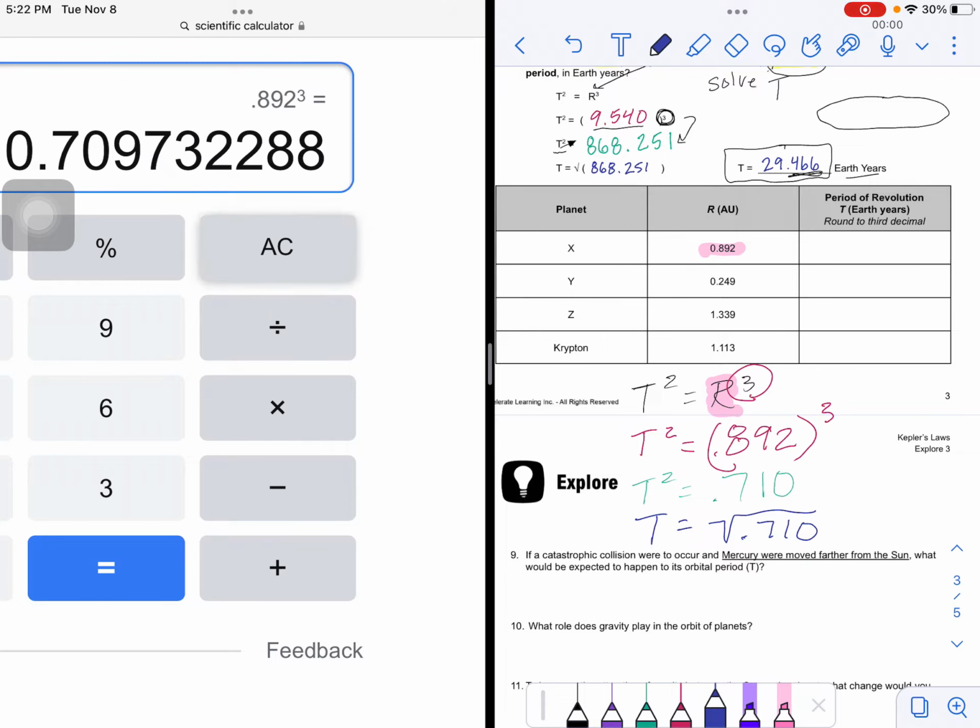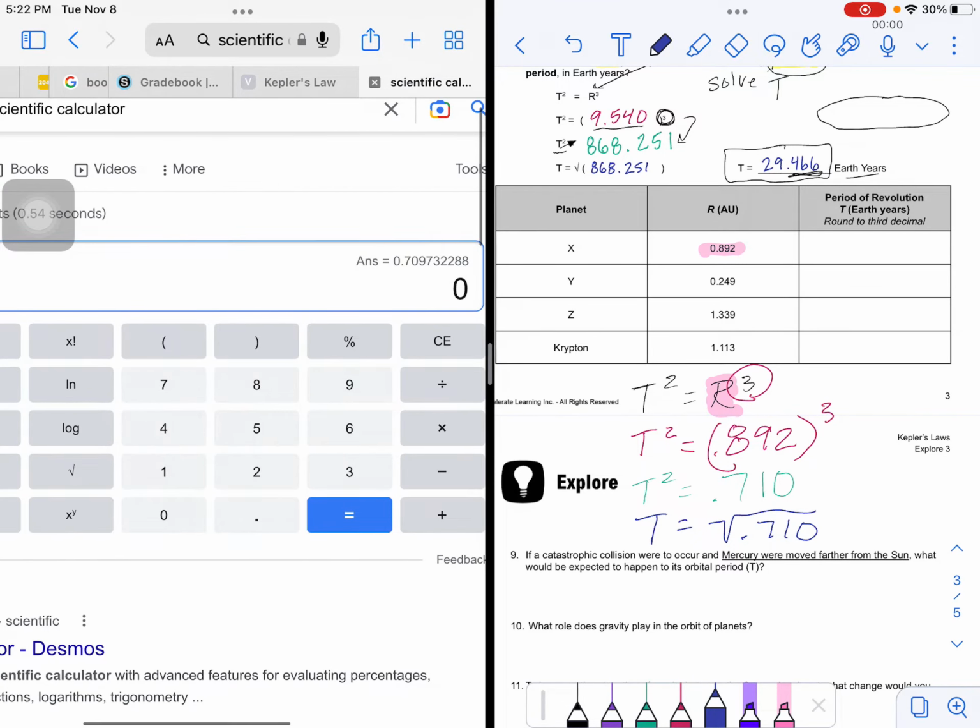And my answer there, again, turning to my calculator, square root 0.710. 3 decimals, looking for an answer of 0.843. So planet X has a little smaller period of revolution or planetary orbit period than the Earth, 0.843. And again, this is in years.